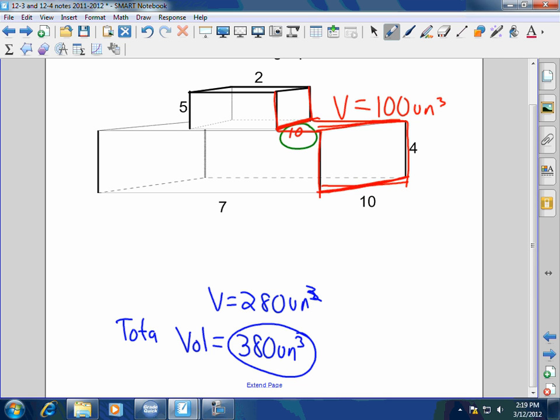It just looks weird. I did the best that I could for my drawing. If you look at it in your book, they do a perfect job of drawing it. You know, I'm human, so I could only draw it as best as I could. But this is the same as this. It's the same as that. Does that make sense?